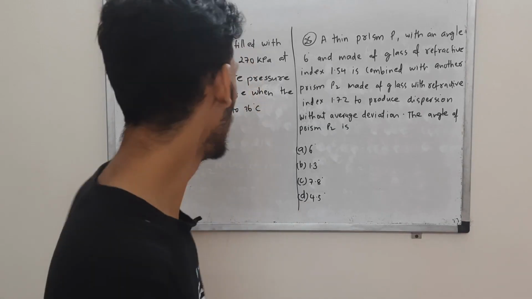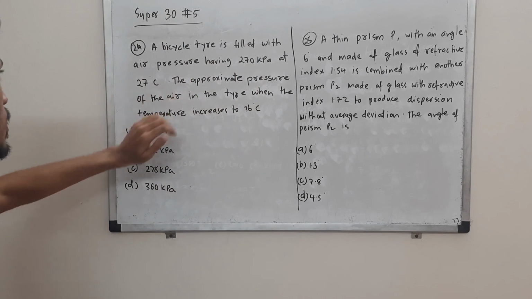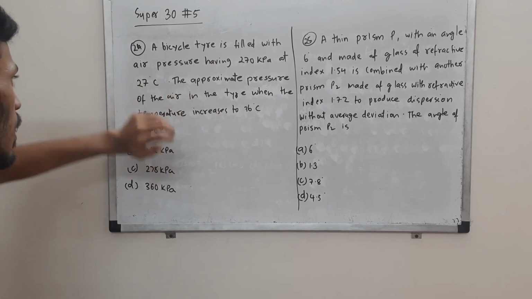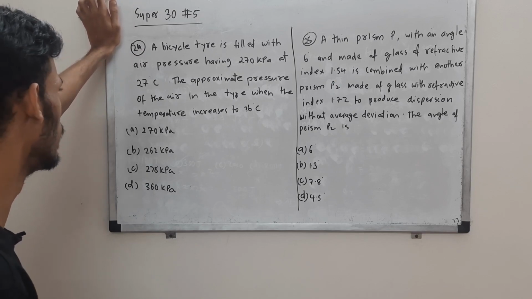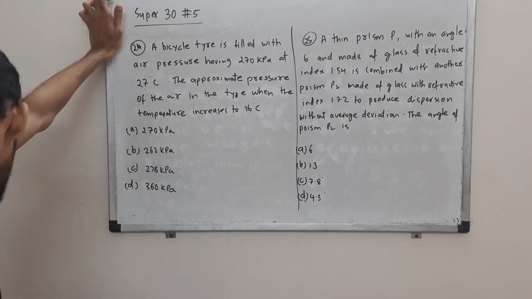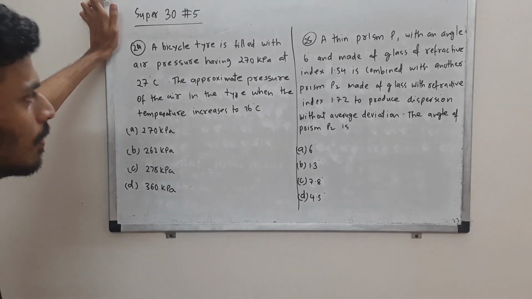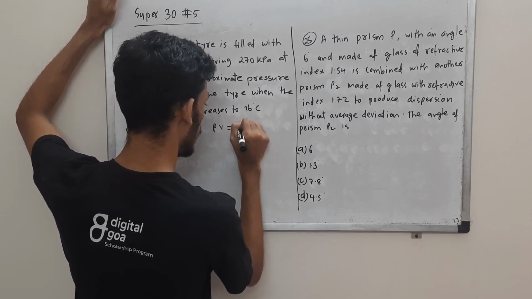24 and 25. Okay, so here in question 24 we have a bicycle tire with air pressure at a given temperature, and we need the approximate pressure of the air in the tire when the temperature increases to 36 degrees Celsius. It is not mentioned in the question, but you are supposed to take the volume as constant, otherwise this is not easy to solve.